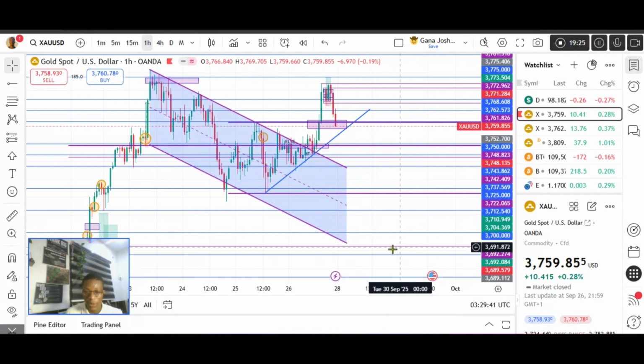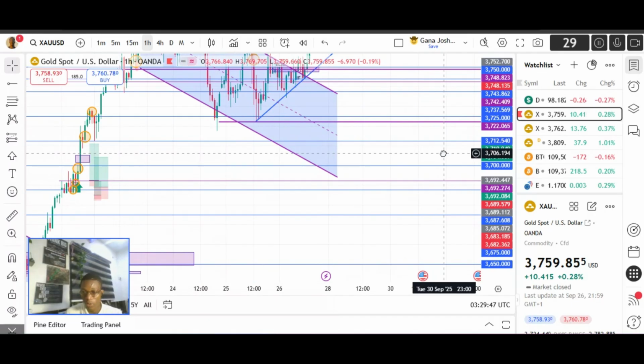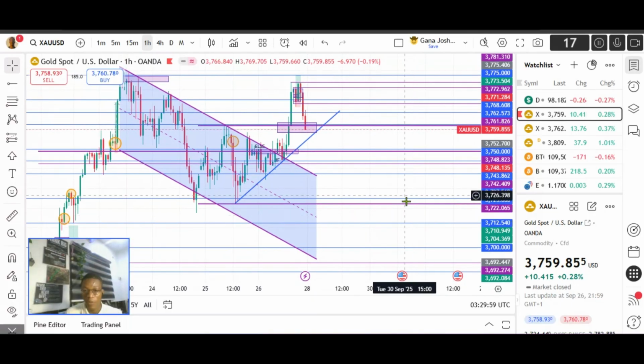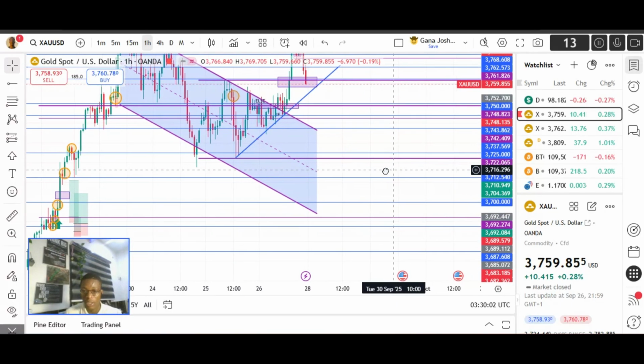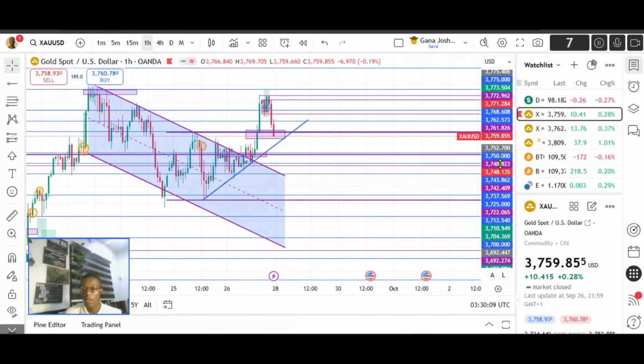I agree with that. For price to come test 3,700, for price to come to 3,720, around either this zone or around this zone. These are the two possible major supports ChatGPT is saying it's looking to, based on the fundamentals it's looking at.